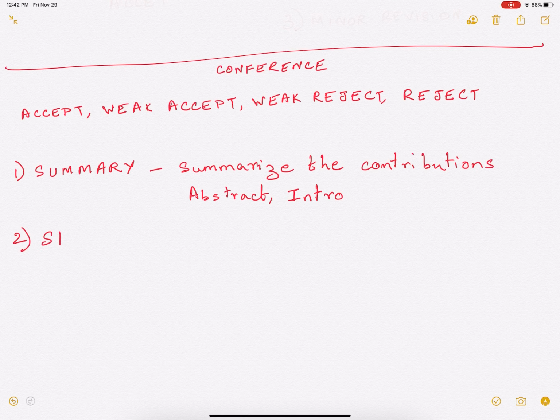Next thing you should look at is the strengths of the paper. Now, every paper has some set of merits, maybe the problem that they're looking at, the solution. So you should talk about what is good about the paper.